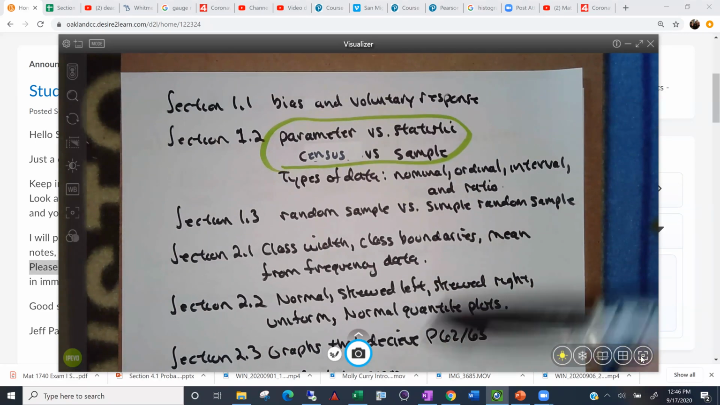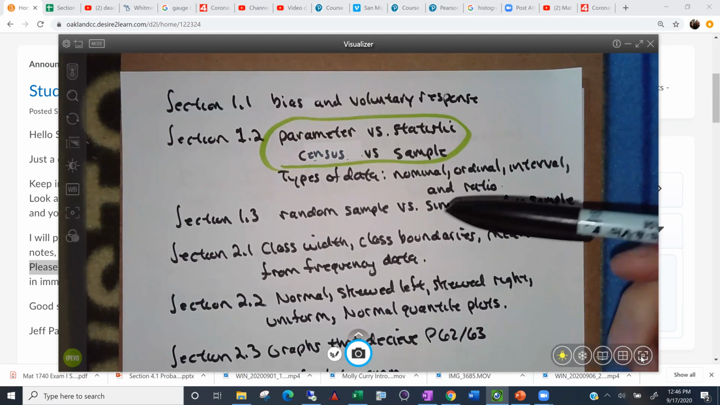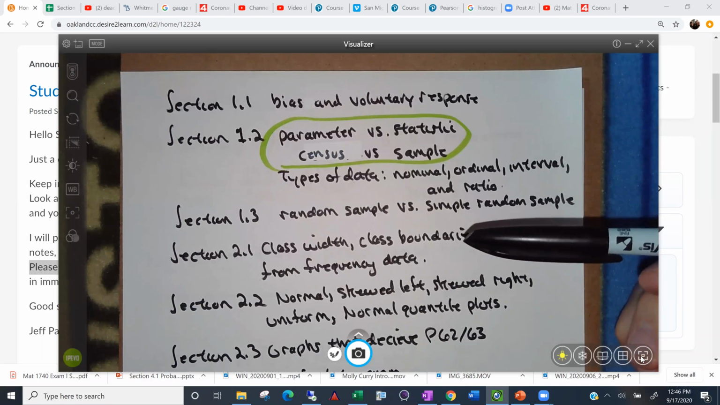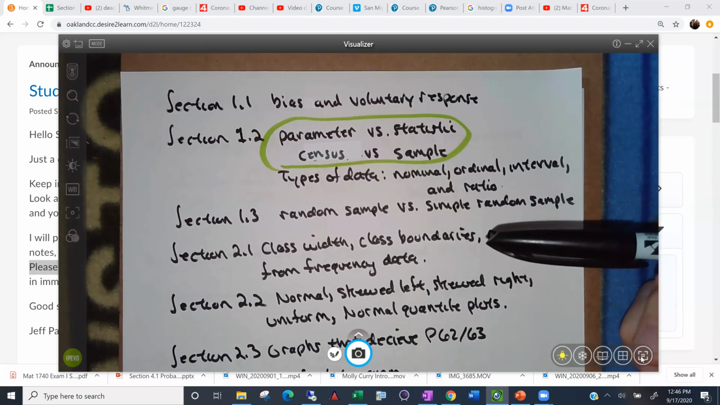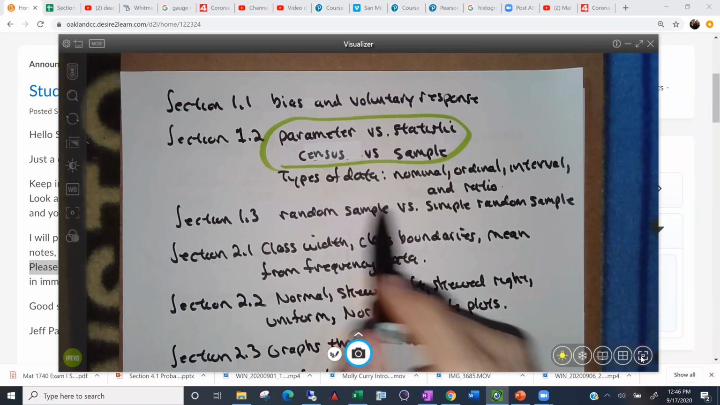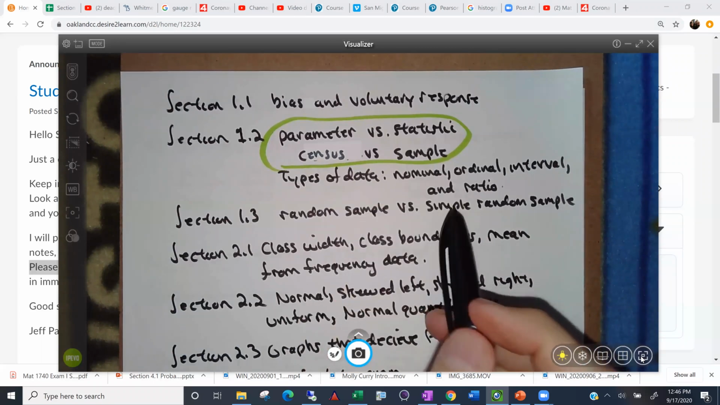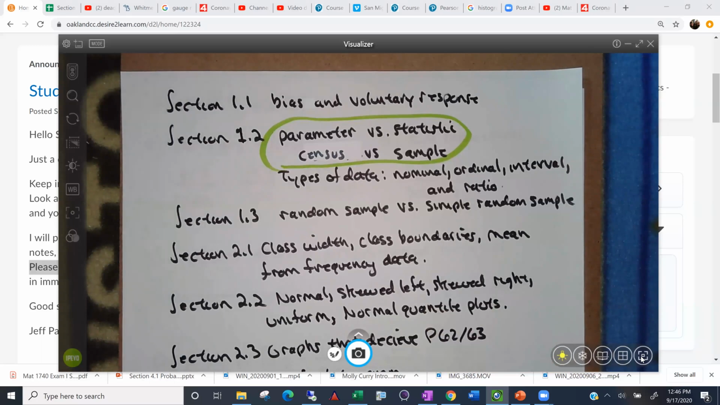In section 1.3, we went over a lot of different types of sampling: convenience sampling, stratified sampling, cluster sampling, random samples, and simple random samples. I want you to know the difference between these two, because quite often, a lot of what we're going to do requires a simple random sample versus just a random sample. So I want you to know what that is.